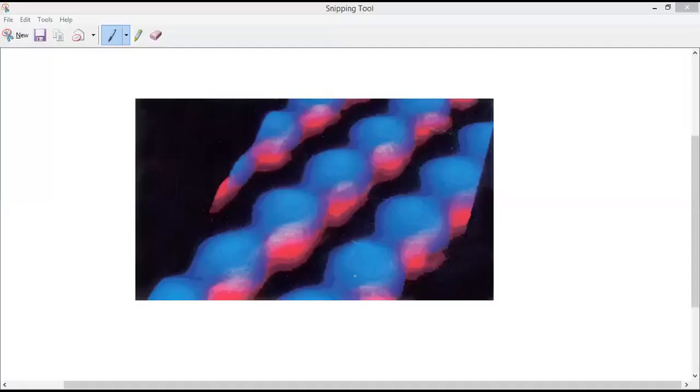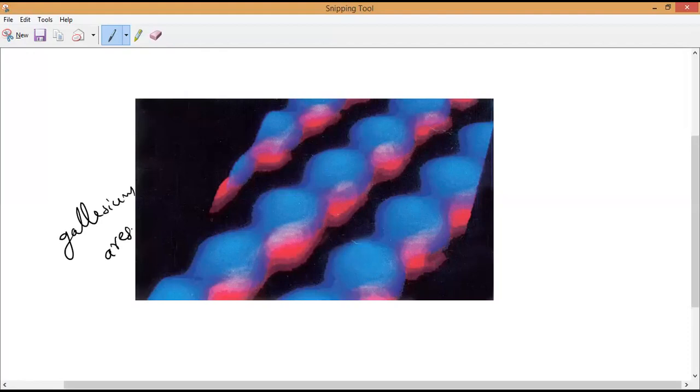Now I will show you the exact STM picture. Everybody observe. This is the STM picture of a solid substance called gallium arsenide. Do you understand it? What is the structure called? Gallium arsenide. If you want, you can write it. It is the STM structure of gallium arsenide. You might notice how it is arranged.